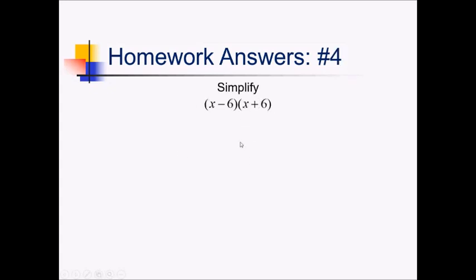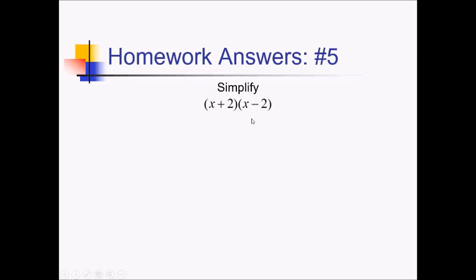For this problem, we're simplifying conjugates, same terms but with a plus and a minus. So our answer is in the format of a squared minus b squared. For a squared, we just have x squared. And for b squared, we're squaring the 6 and subtracting it. So we're going to be subtracting 36.